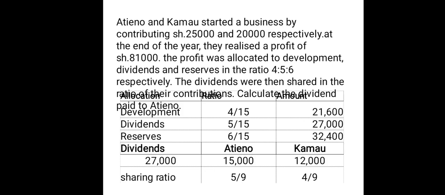So out of the dividend of 27,000, Atieno gets 15,000. Kamau gets 12,000. But we are concerned about Atieno. So Atieno got 15,000. That is 5 over 9 multiplied by 27,000 is 15,000 shillings.